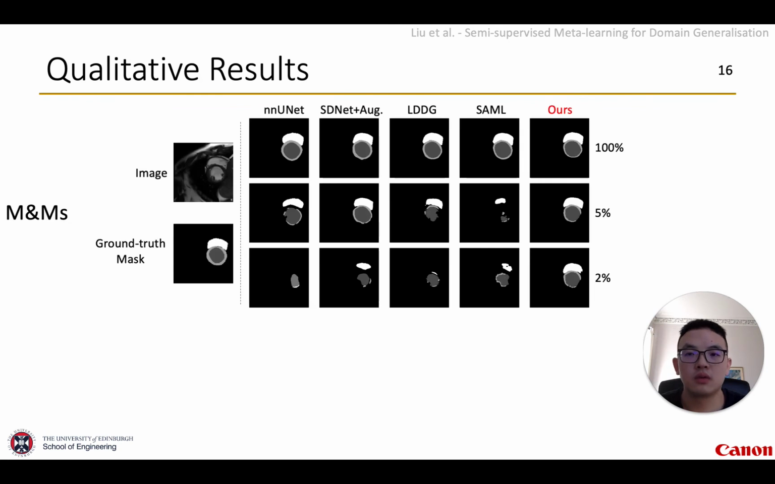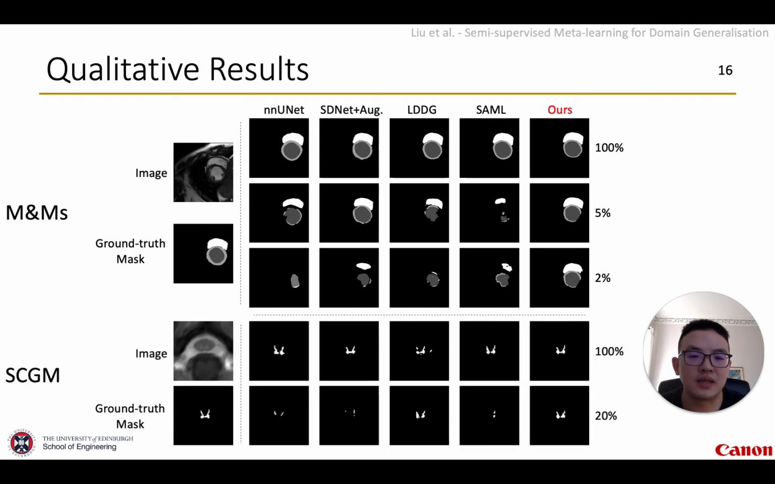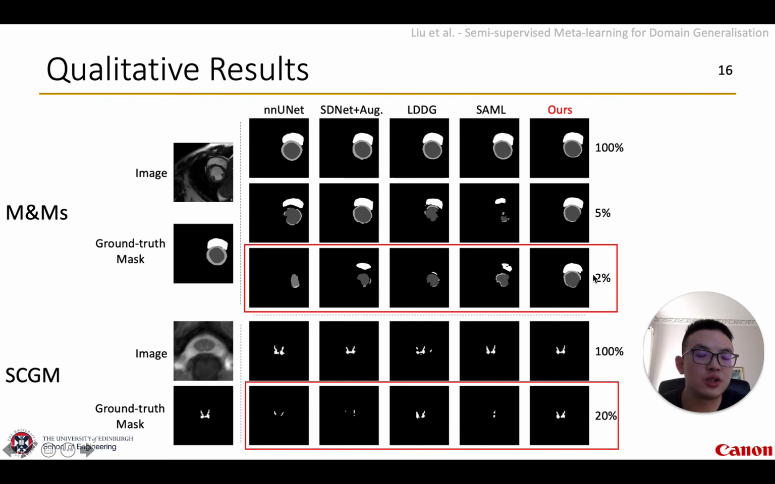For qualitative results, you can see here for the MMS dataset, our model performs consistently well for all the cases with different percentages of labeled data. Similarly in SCGM. You can see here, even in the extreme case with only 2% of labeled data, our model can still extract a meaningful segmentation mask, but other models fail.